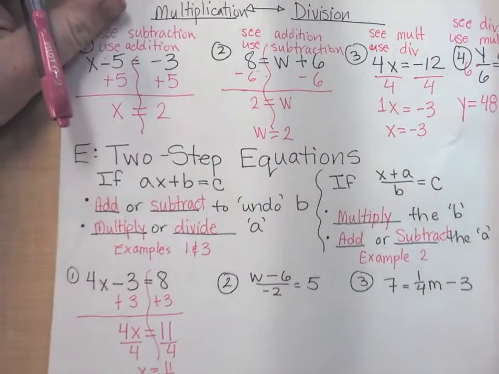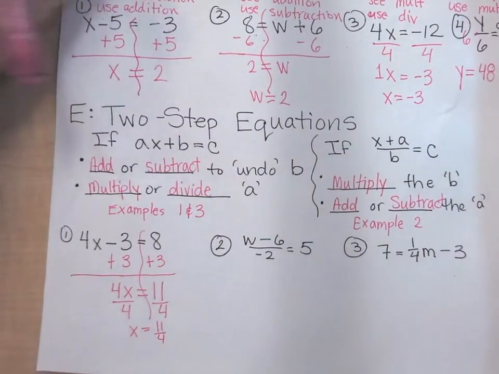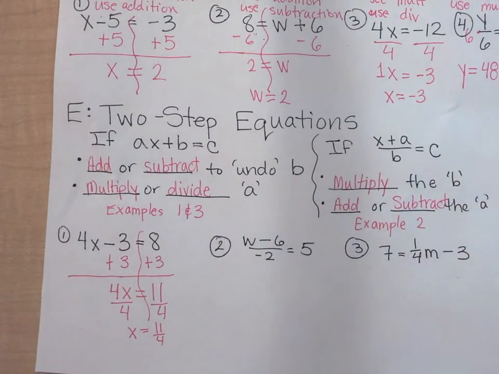11 over 4 does not have any common factors other than 1. So we're going to leave it as 11/4. Okay? Do not write it as a mixed number. In algebra, we leave it an improper fraction unless you are specifically told to write a mixed number. All right, do we want to do example 3, which is similar, or example 2, which is different? The different one? Okay, we'll just go in order.